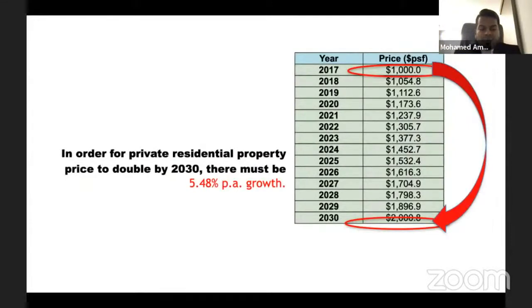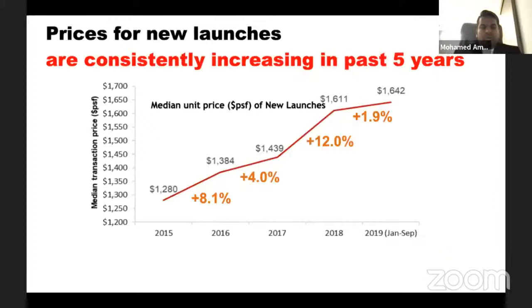In order for private residential property prices to double by 2030, there must be 5.48% per annum growth. From 2017, property prices have been on the uptrend. If you notice, new project launches in 2015 were at 1,280 per square foot. Now we are launching at close to 2,000 per square foot. So our subsequent new launch projects will consistently go on the uptrend.